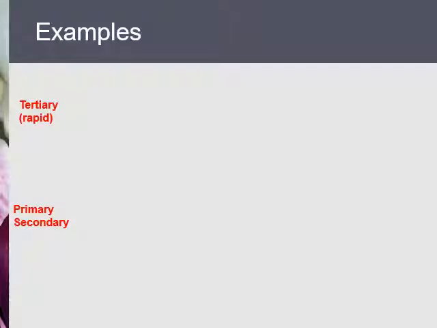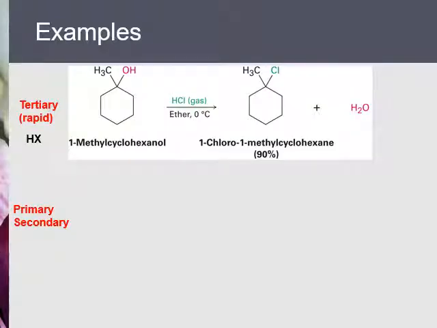Here are some examples of preparation of alkyl halides from alcohols. So in this alcohol, the carbon is tertiary, so it's a tertiary alcohol. Adding hydrogen chloride will replace hydroxy by chlorine, forming a tertiary alkyl halide. In this reaction, ether is a solvent to dissolve the reactants.